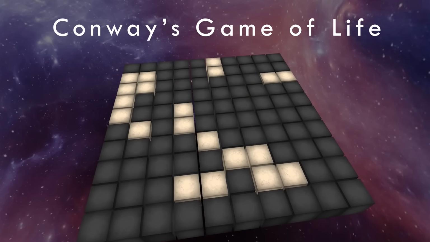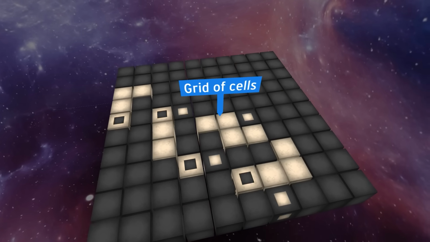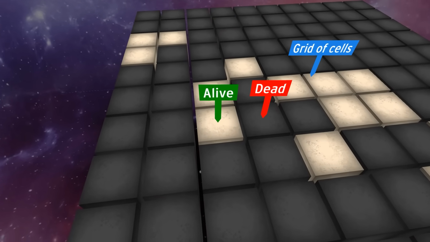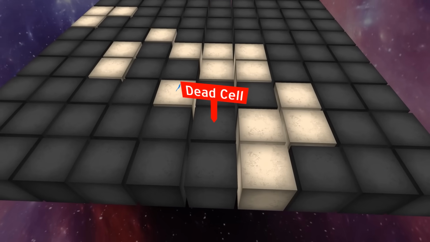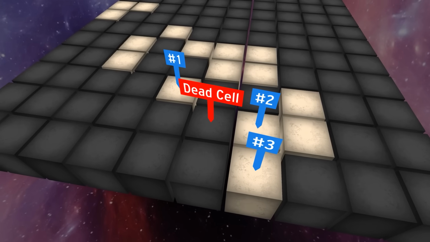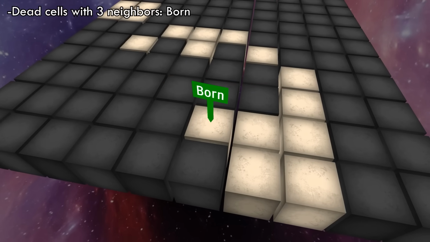Welcome to Conway's Game of Life. We start with a grid of cells that are either alive or dead. Are you a dead cell but have exactly 3 living neighbors? Congratulations, you will be born in the next generation.